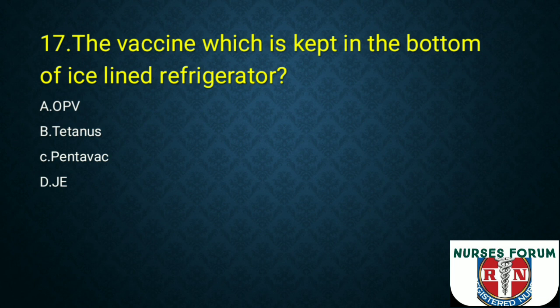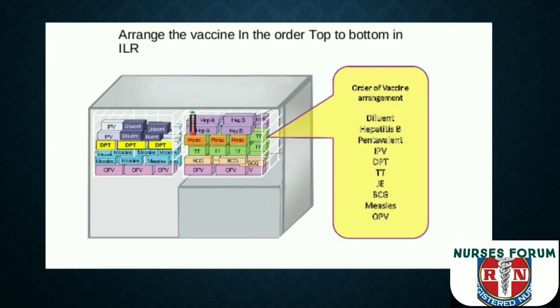Next question. The vaccine which is kept in the bottom of the ice-lined refrigerator: oral polio vaccine, tetanus, pentavalent, Japanese encephalitis. Right answer is oral polio vaccine. Let's see how vaccines are kept in the ice-lined refrigerator with the help of this image. At the bottom, OPV, then measles, BCG, Japanese encephalitis, tetanus, DPT, IPV, pentavalent, hepatitis B, and at the top level, diluent. This is how we keep the vaccines in an ice-lined refrigerator.